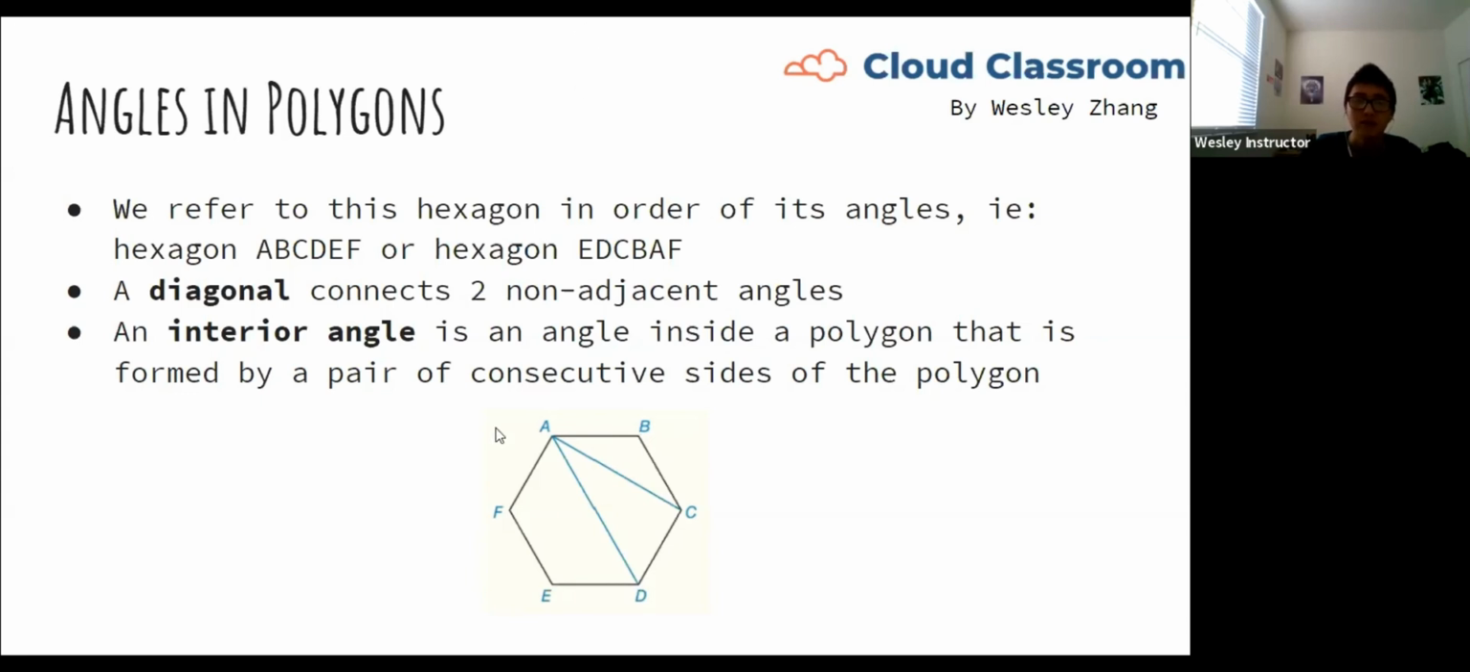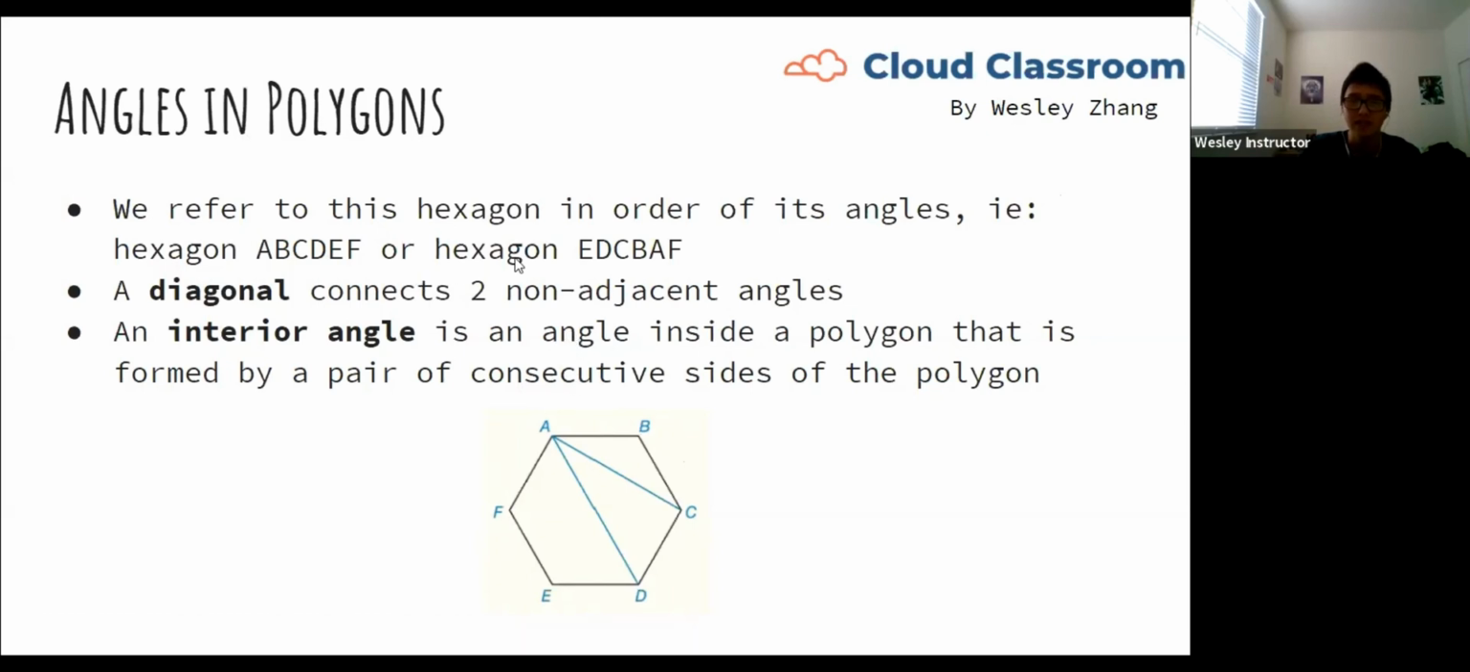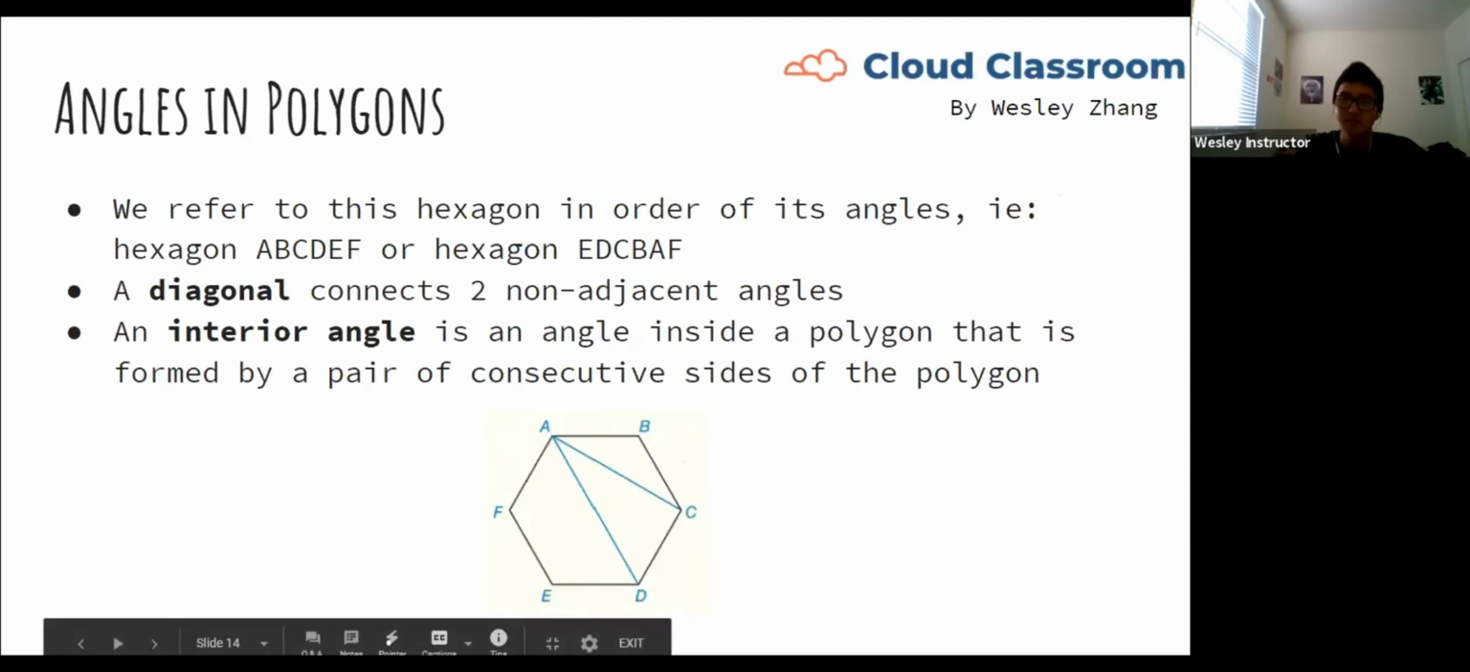All right, angles and polygons. We refer to this hexagon in order of its angles. For example, we call this hexagon ABCDEF. We go in order of the sides, or angles, or we can call it hexagon EDCBAF. It has to be in order.